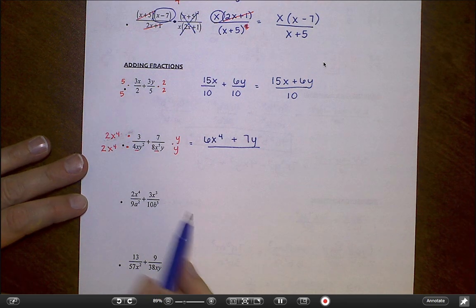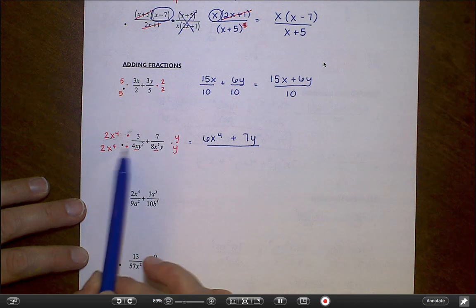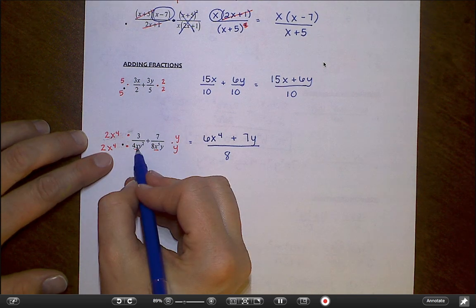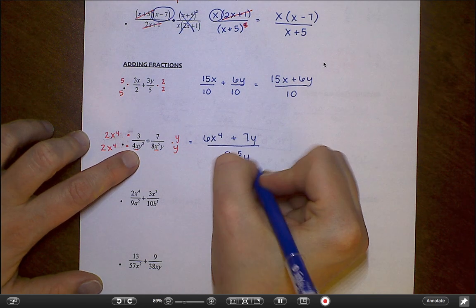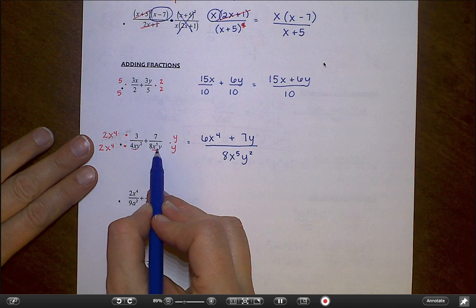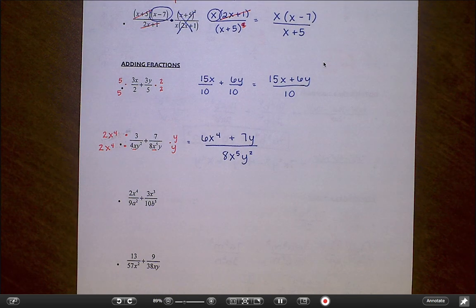And then in the denominator, I kind of jumped and put this all together all at once, but I'm going to have an 8. So 2 times 4 gives me 8, x to the 5th, and then a y squared. And if I wanted to check over here, this would give me 8 x to the 5th, and then y times y would also give me y squared. So that denominator would be the same.